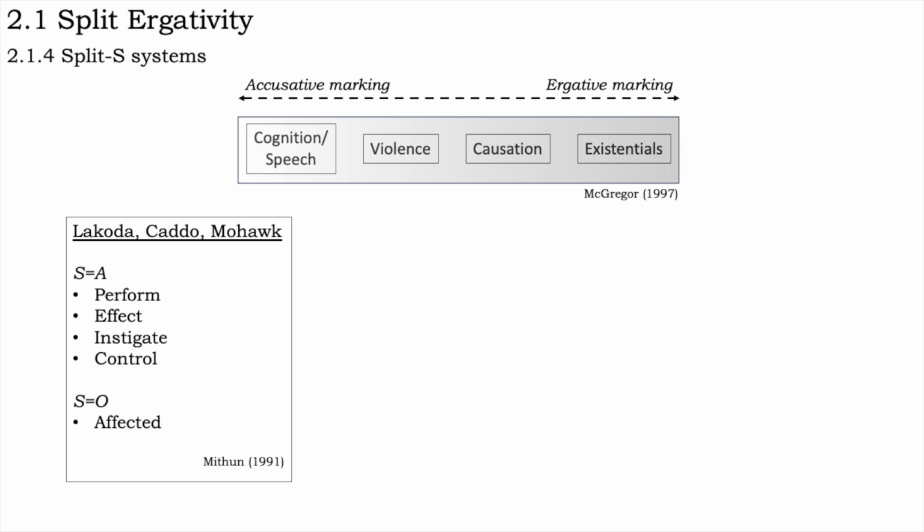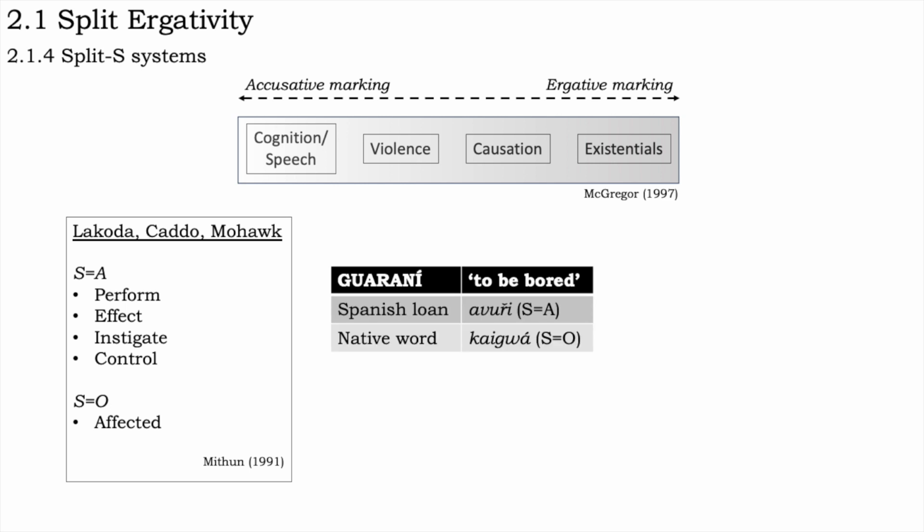And, as with all linguistic distinctions, there are always a few exceptions to the general rule, often through borrowing or phonological change. For instance, Guarani borrows all Spanish intransitives as S equals A, leading to unexpected S equals A verbs like aburri, to be bored, although the native Guarani verb igua, to be or become bored, is S equals O, as expected. The sizes of the two classes can also vary greatly.